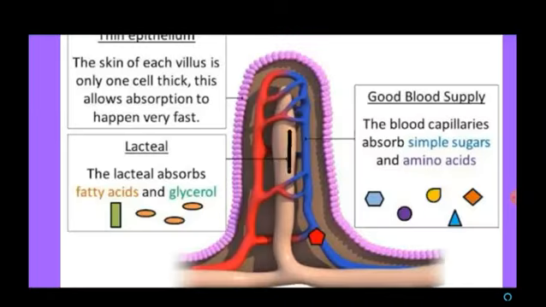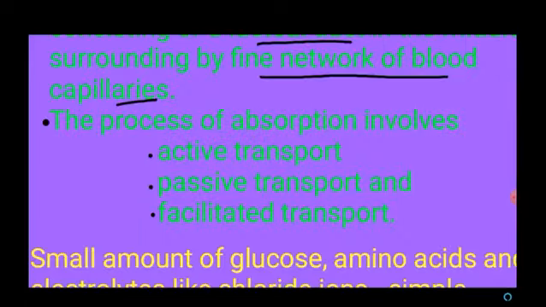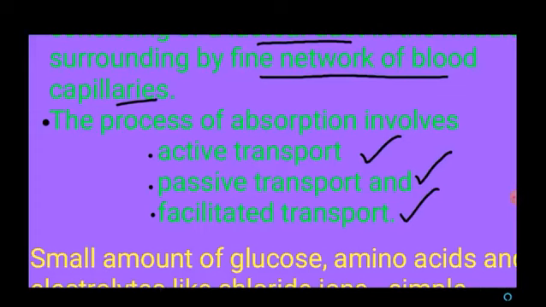The middle part is the lacteal, and it is surrounded by fine network of blood capillaries. So here the process of absorption involves active transport, passive transport and facilitated transport. Let us see how the digested substances are absorbed into the blood through villi.